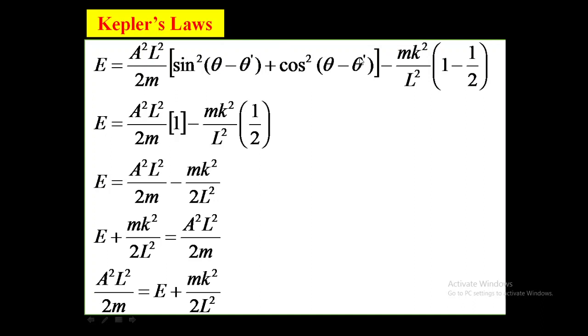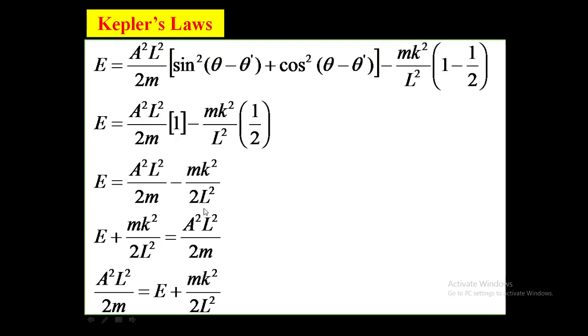According to the identity, sine square theta plus cos square theta is 1, so sine square (theta minus theta dash) plus cos square (theta minus theta dash) is 1. We get a square L square by twice m minus mk square into (1 minus 1 by 2), which is 1 by 2, so we get mk square by twice L square. So we remain with E equal to a square L square upon twice m minus mk square upon twice L square. We bring this term to the left hand side, so E plus mk square upon 2L square is equal to a square L square by twice m.